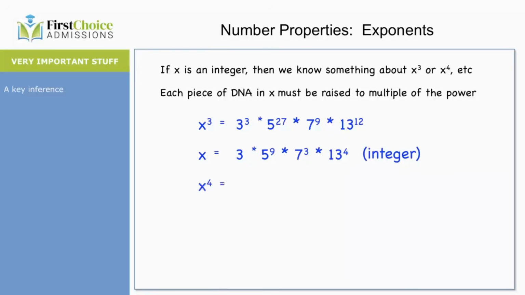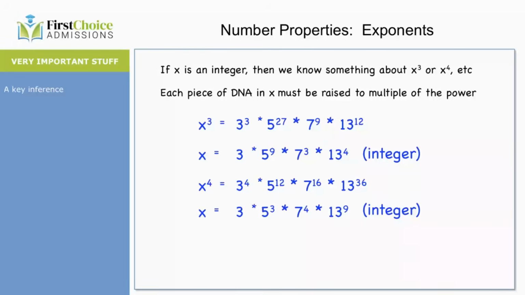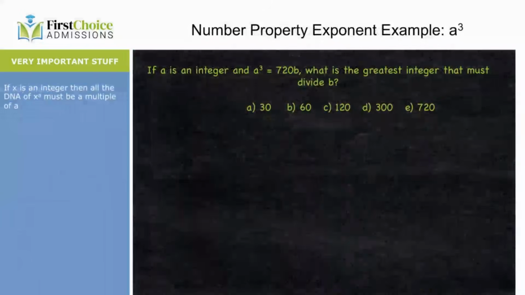It works the same way with x to the 4th, except every piece of DNA has to be raised to a multiple of 4. So you have 3 to the 4th, 5 to the 12th, 7 to the 16th, 13 to the 36th. Works great because when we take the 4th root of each side to get back down to x, we have 3 times 5 to the 3rd times 7 to the 4th times 13 to the 9th. Again, no idea what that is, but that is an integer. And because this is true, they can ask you this. If a is an integer and a cubed equals 720b, what is the greatest integer that must divide b?